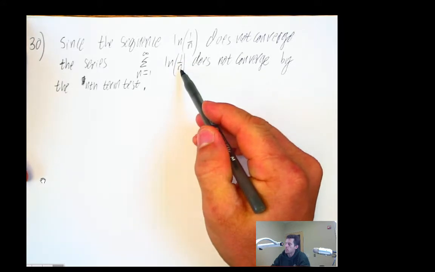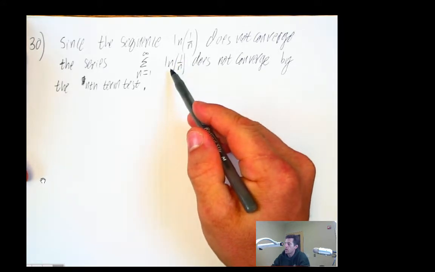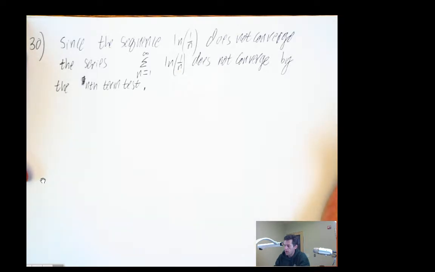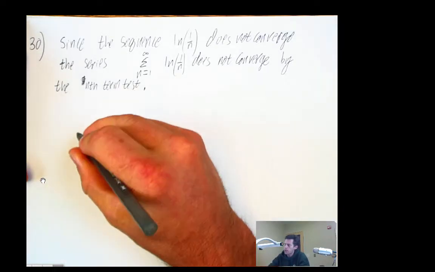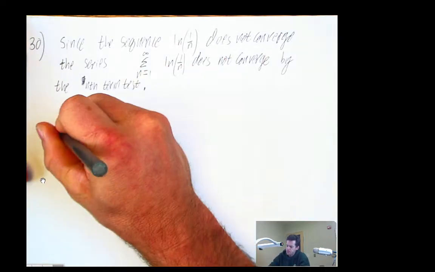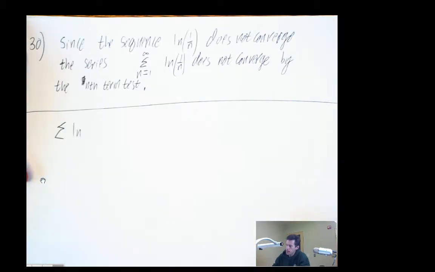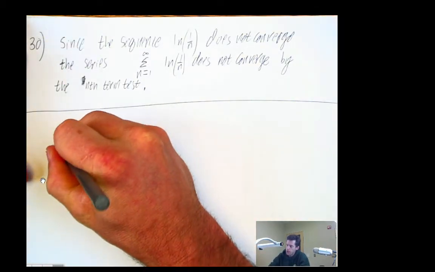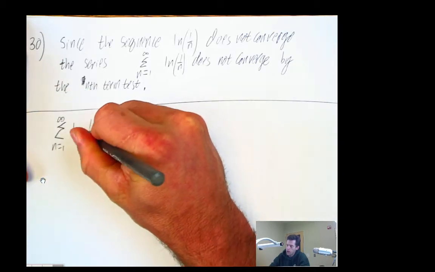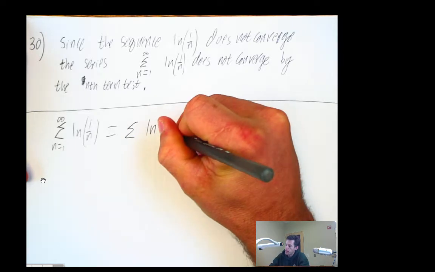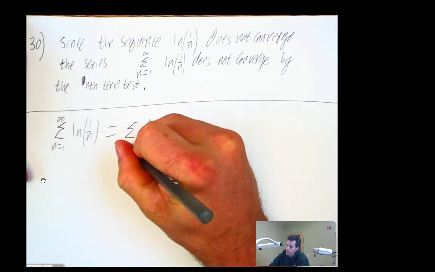As 1 over n gets close to 0, natural log of something close to 0 becomes a negative number, which is a really big negative number, really far to the left of the number line. Let me present it to you this way. So we could rewrite this as the sum from 1 to infinity of natural log of 1 over n, or the sum of natural log of n to the negative first power.